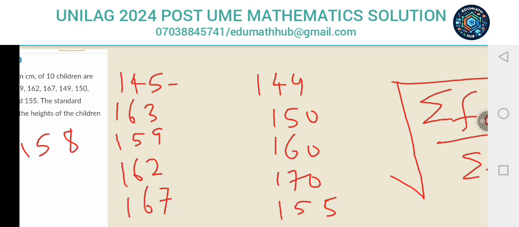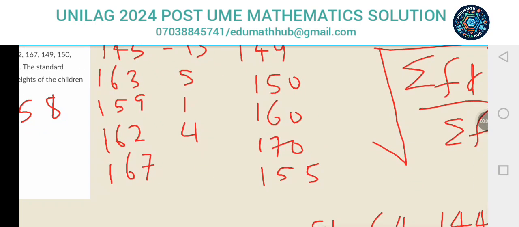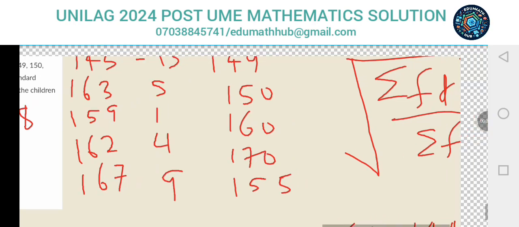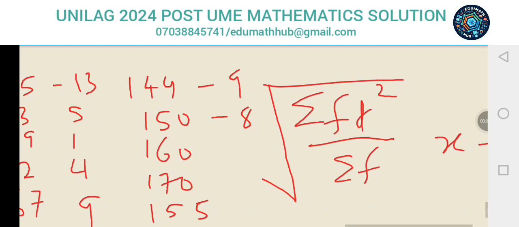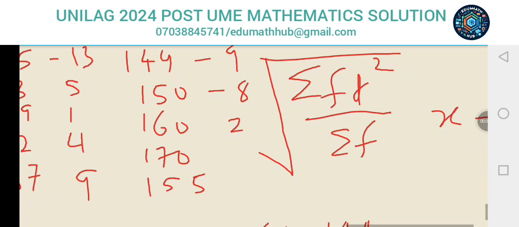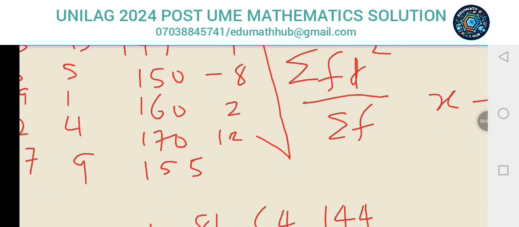So 145 minus 158, I'm going to do that. The same thing here, 163 minus 158. Some will be negative, some will be positive. 145 minus 158 gives you minus 13. This one will give you 5. This one will give you 1. This one will give you 4. 167 minus 158 gives 9. 149 minus 158 gives minus 9. This one gives minus 8. This one gives 2. This one gives 12. Then this one gives minus 3.